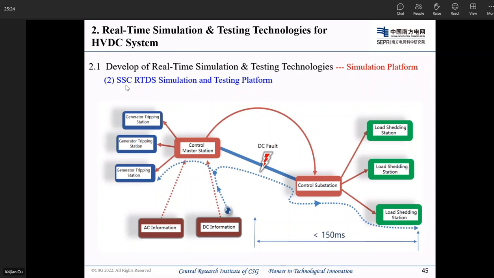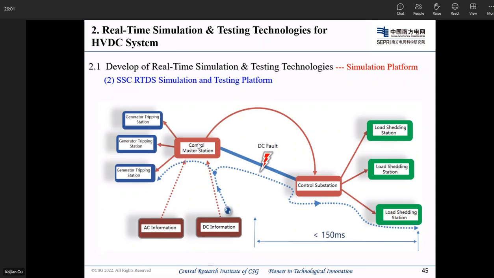With the SSC RTDS simulation and testing platform, we can use it to study the AC and DC power system character. Sometimes we can see that if a DC fault happens here, we have some low setting station control, and also generator trip control. We all have them connected with RTDS.